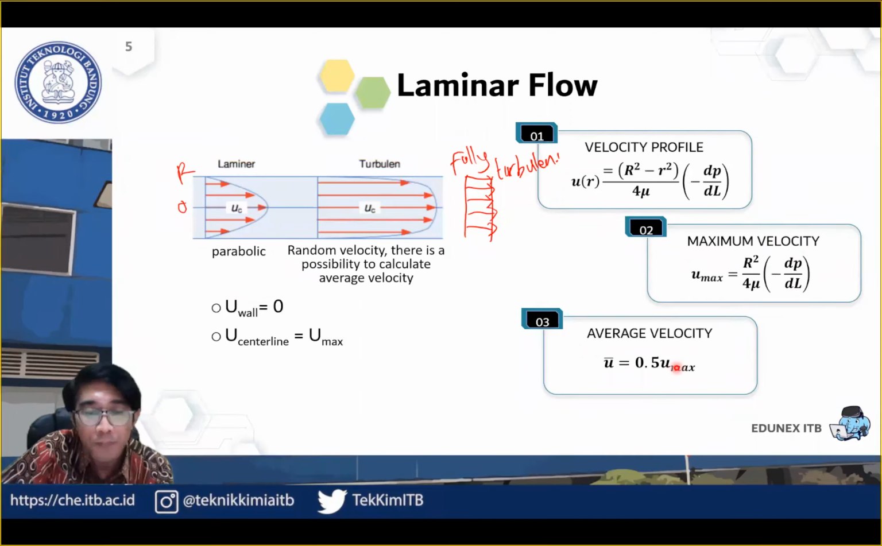And the average velocity, because it will have different velocity across the diameter, you just take half of the maximum velocity. Yeah, this is the calculation for the laminar.